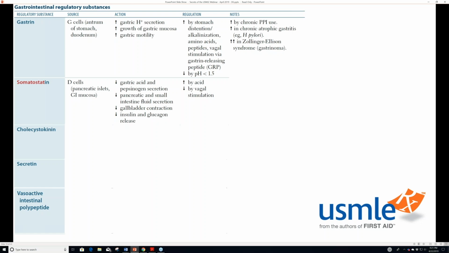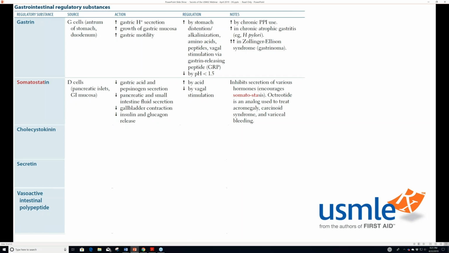Some of the keynotes to think about are that octreotide is an analog of the somatostatin, kind of like we already talked about, and it can be used to treat acromegaly, as well as carcinoid syndrome and then variceal bleeds. And remember, somatostatin or octreotide works in variceal bleeds to decrease your portal pressures. So that's kind of the mechanism there.